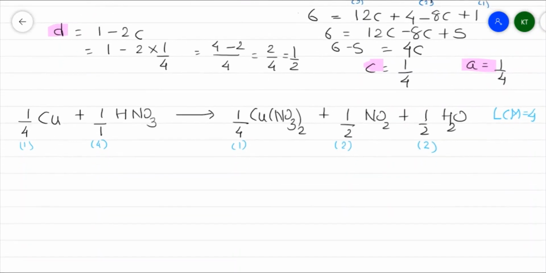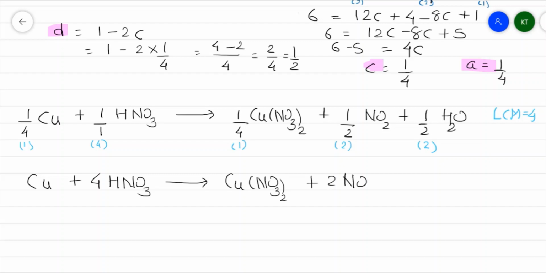Okay, so 1 into 1, 1. I'll just simply write that as Cu plus 4 into 1, that is 4 HNO3, which gives me 1 into 1 Cu(NO3)2 plus 2 into 1, 2 NO2, plus 2 into 1, 2 H2O.